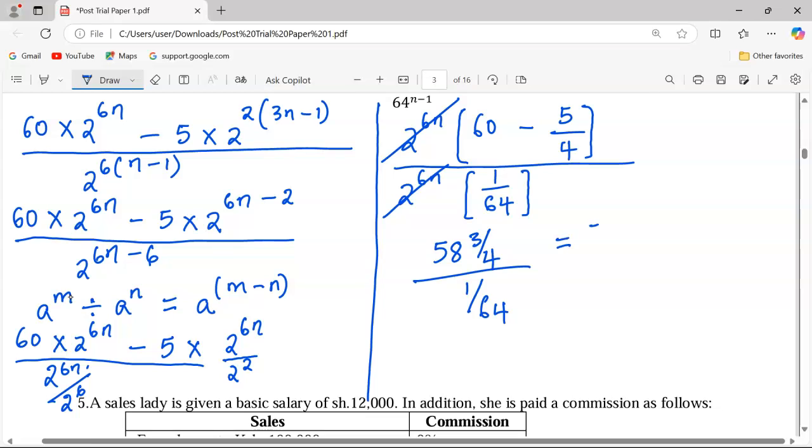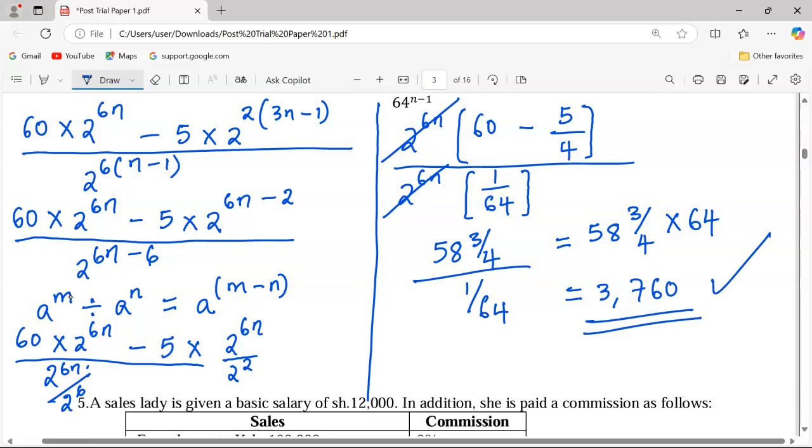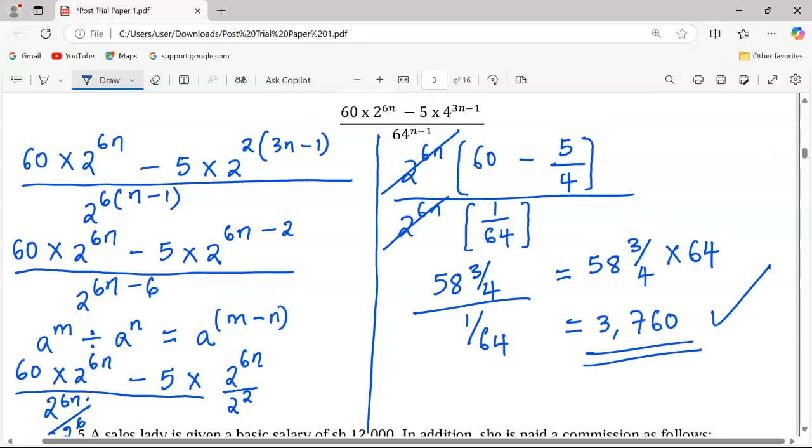This means 58 and 3/4 multiplied by 64, because dividing by a fraction means multiplying by its reciprocal, and this becomes 3760. So this is the simplest form of the expression that we have.